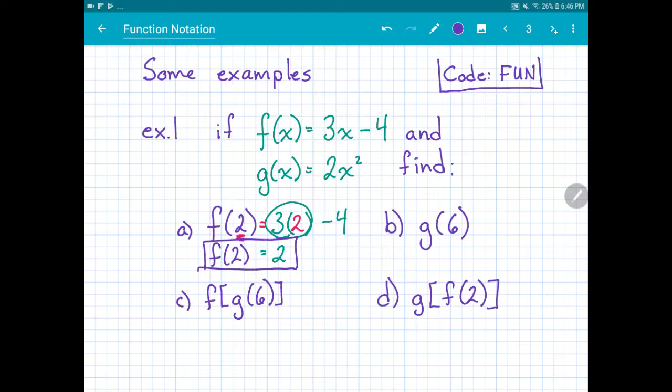That's a really important fact that we've got, okay? Now, g of 6 we can do as well. So we're going to take that 6. Okay, we're going to take that 6. We're going to square it.